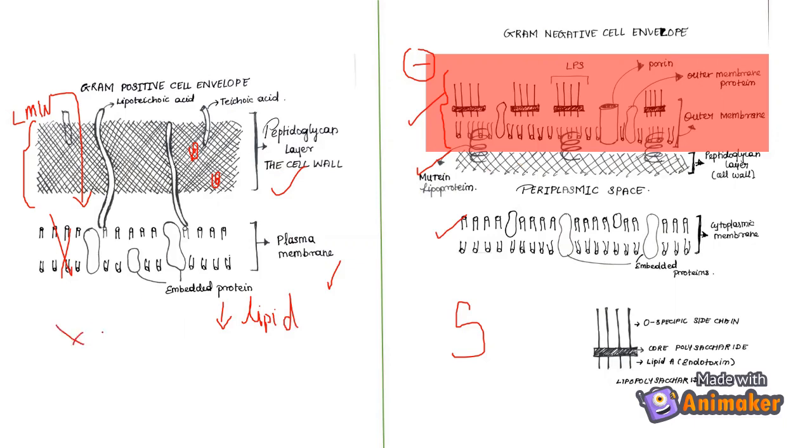Gram-positive cells do not have endotoxins. Remember, endotoxins are the ones which are released when the gram-negative bacteria is lysed, and they cause fever and diarrhea. There is not much periplasmic space in gram-positive cells, but you have significant periplasmic space in gram-negative. There are no porin channels in gram-positive, while you can find porin channels in gram-negative. Gram-positive cells are vulnerable to lysozyme and penicillin attack, whereas gram-negative is resistant.